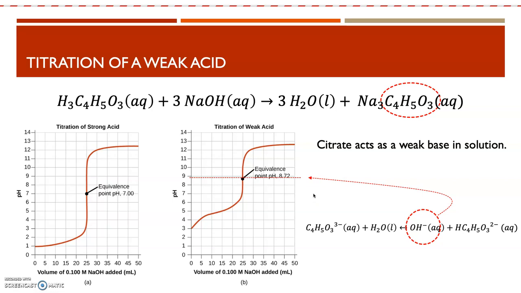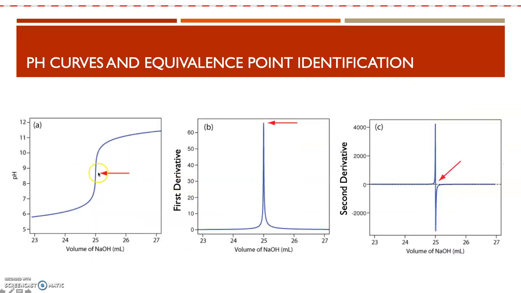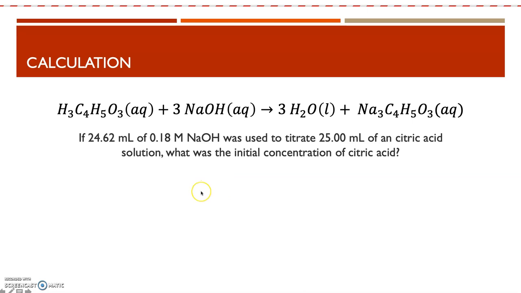So you can do your 3 to 1 stoichiometry problem. And then we're going to also have you identify that point in the main pH curve, also in the first derivative, and also in the second derivative. So you should get the same number here. This is going to be the most reliable. And then you can use that equivalency volume to do your stoichiometry problem.